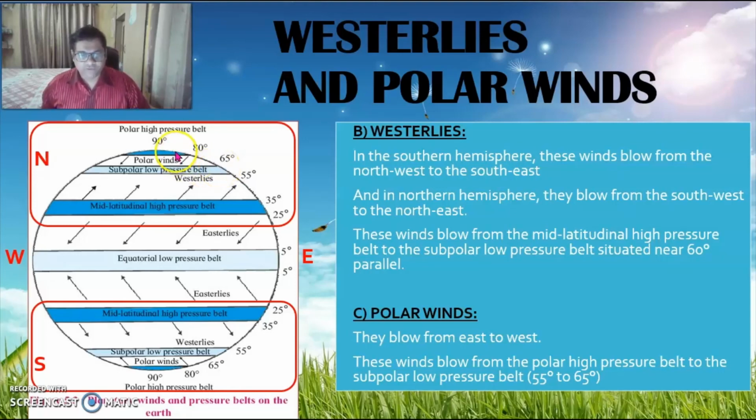Now next is polar winds. Here you can see the polar winds. They blow from east to west. These winds blow from the polar high pressure belt to the subpolar low pressure belt, that is from 55 to 65 degrees.